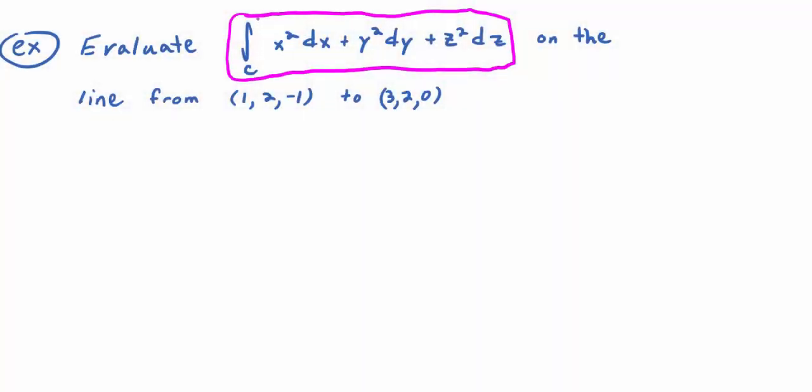We want to evaluate the integral over that curve C of x squared dx plus y squared dy plus z squared dz on the line that goes from (1, 2, -1) to (3, 2, 0). Okay. You're going to start out in a very similar way to what we did in the last example. You need to parameterize your curve. In this case, your curve is a line. So the line with beginning point 1, 2, -1 and ending point 3, 2, 0.